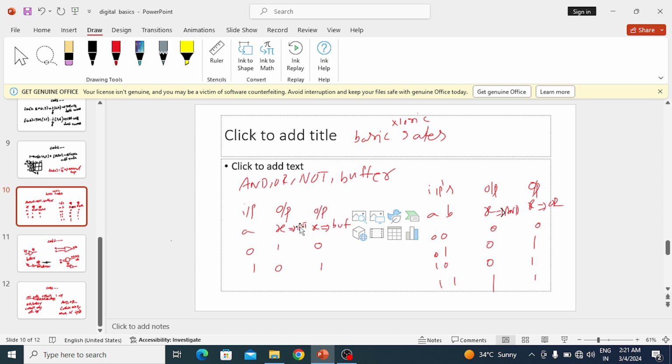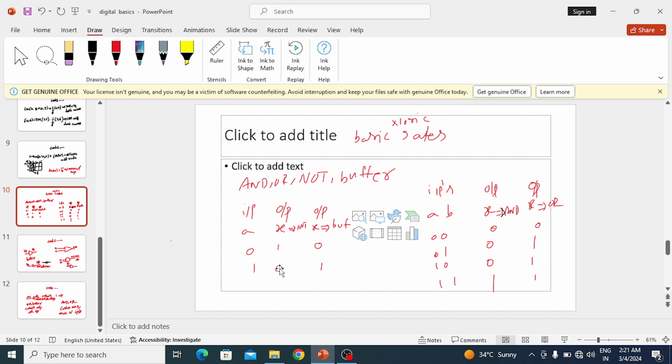Here I am showing the NOT gate and buffer gate truth tables in this table. These gates contain only one input, so with one input, two input combinations will come: one is 0 and one is 1. I assumed the input as A and the output as X. For the NOT gate, if the input is 0, the output becomes 1. If the input is 1, the output becomes 0. This is nothing but inversion or complementation.